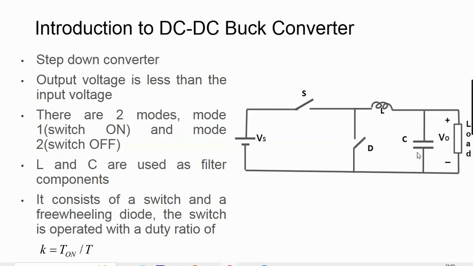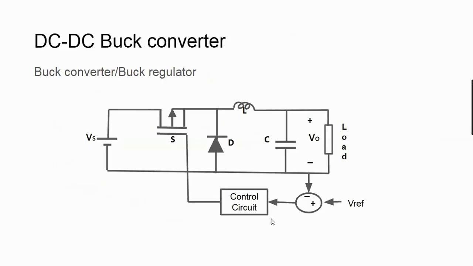L and C are used as the filter components, and the buck converter consists of a switch, a diode, L and C, and the load. The switch is operated with a duty ratio of K equal to T on by T. The buck converter can be operated with a closed loop in which the output voltage is taken and compared with a reference voltage, which is given to a control circuit whose output will be a PWM signal given to the switch.